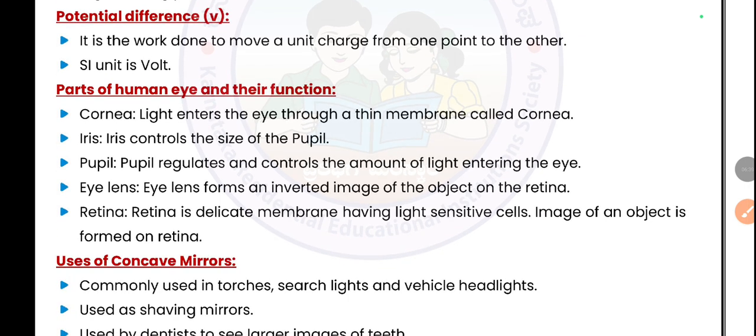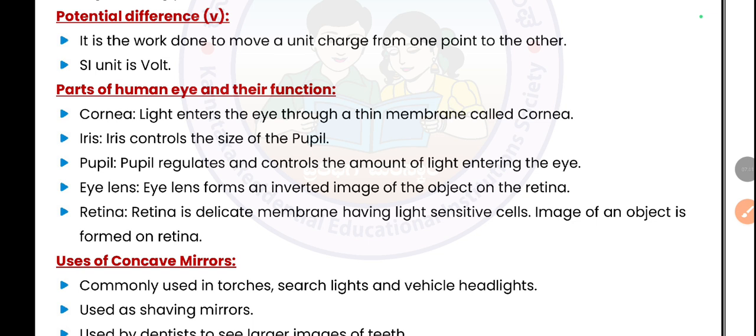Then parts of a human eye and their function. Cornea. Light enters the eye through a thin membrane called cornea. Iris. Iris controls the size of the pupil. Then pupil. Pupil regulates and controls the amount of light entering the eye. Eye lens. Eye lens forms an inverted image of the object on the retina. Retina is a delicate membrane having light sensitive cells.